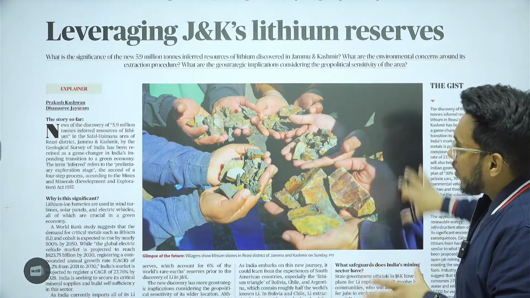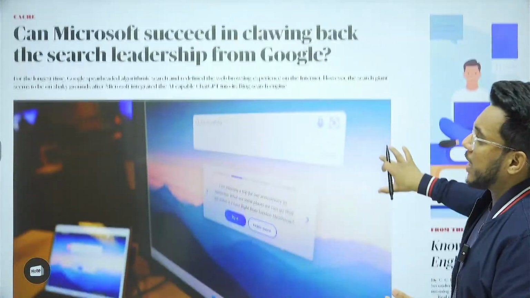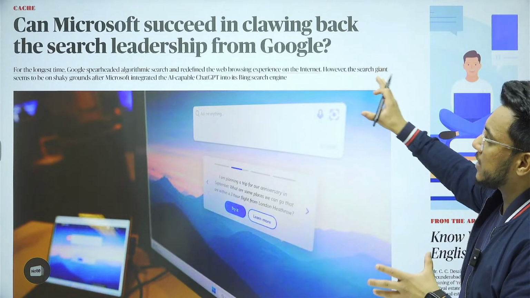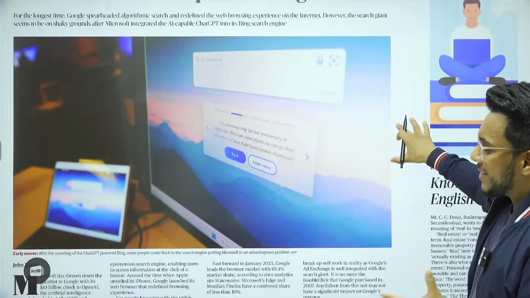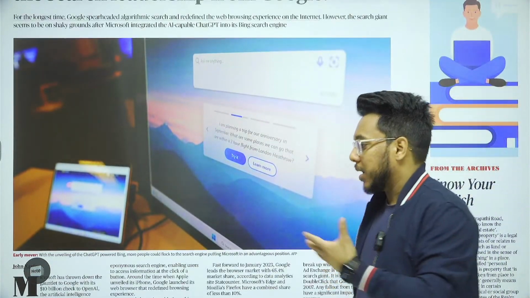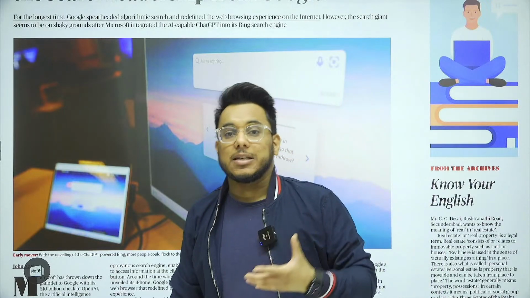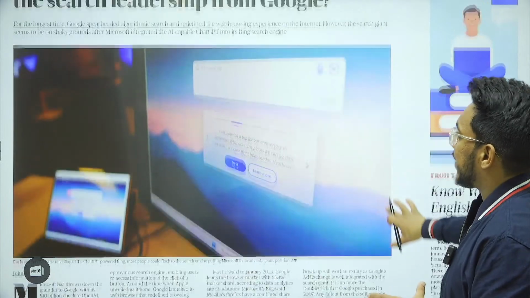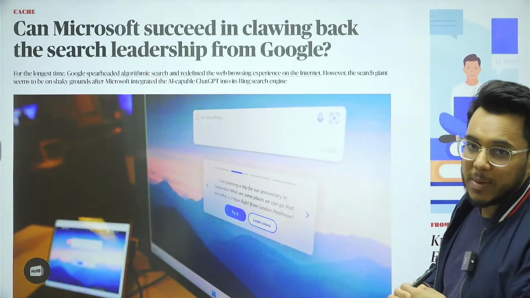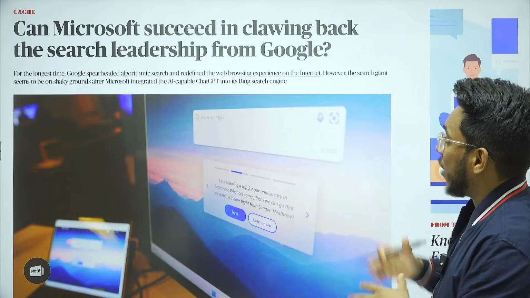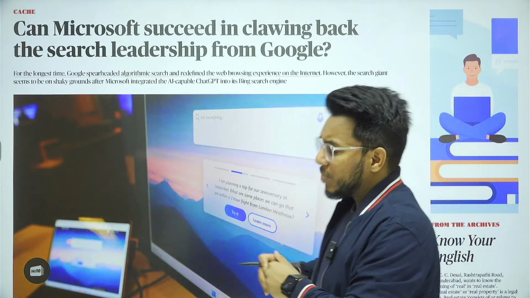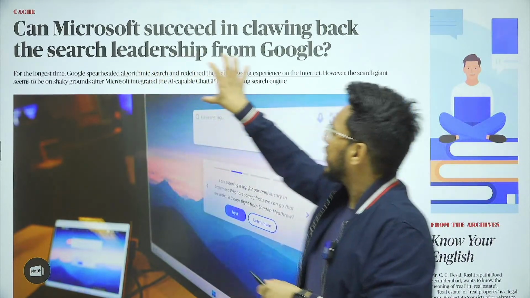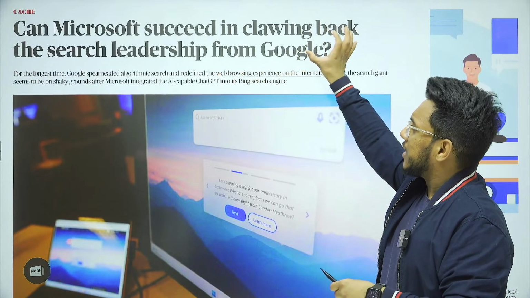Then moving on, the next page: "Can Microsoft succeed in clawing back the search leadership from Google?" So guys, once upon a time Microsoft's search engine Bing was very popular, but now Google's search engine has become important. Now ChatGPT is coming. So the point is whether Microsoft will be able to take back the crown from Google.